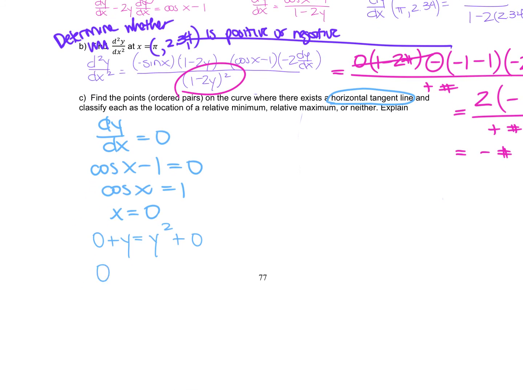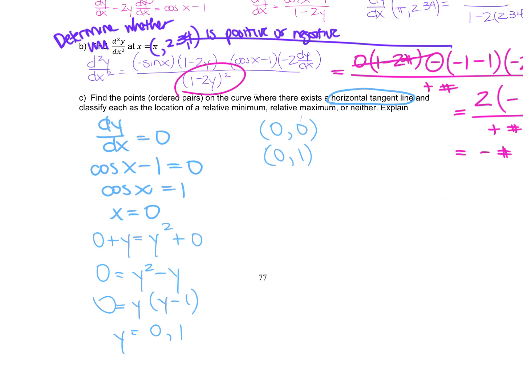Factor. Move everything to one side. Y squared minus y. Factor out a y, and get that y equals 0 or 1. All right, so I've got 2 points. I've got the point (0, 0), and I've got the point (0, 1). We want to determine whether each one is a relative max, a relative min, or neither.